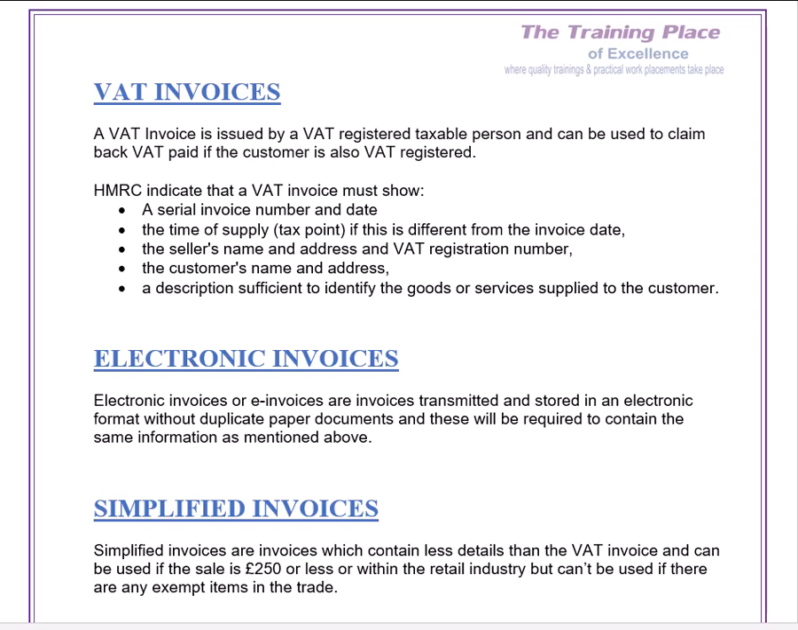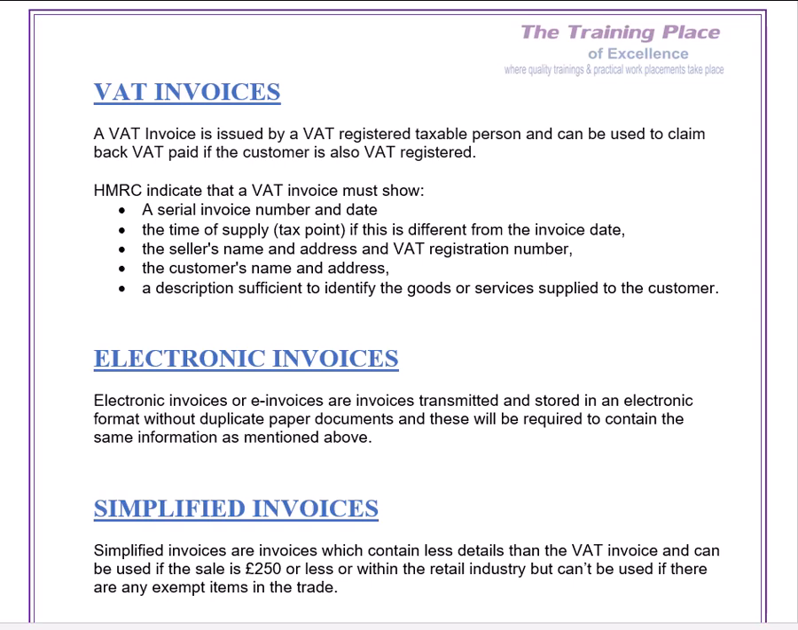You then have simplified invoices. Just as the name implies, simplified invoices are invoices which contain fewer details than the VAT invoice. So, where we are looking for the customer's name and address and the VAT number, and the supplier's or the seller's name and address, and a tax point date or invoice date and serial numbers on the invoice, those are information that are needed for a full VAT invoice.